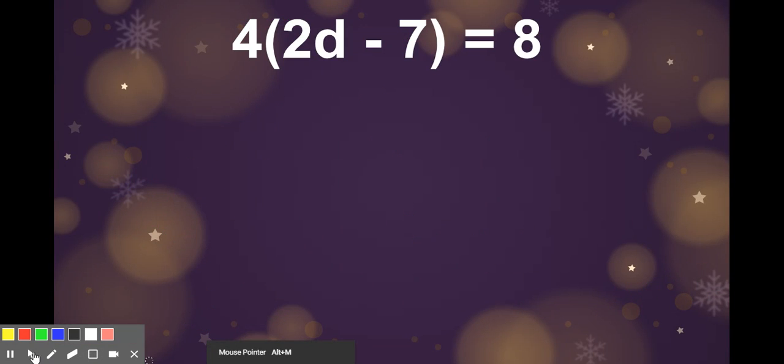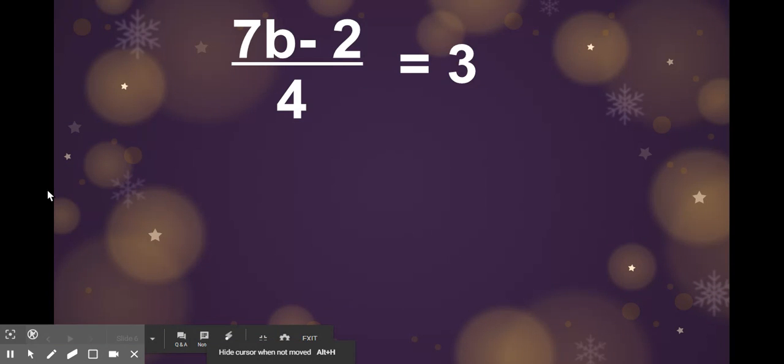All right, I've got one more for you. So we have 7b minus 2 divided by 4 is equal to 3. Okay, so when it comes to division ones like this, I've got to look and make sure that both my numerator and my denominator are simplified. Well, I know I can't subtract 2 from 7b, so there's nothing I can do there. With the 4, there's nothing I can do. So it's simplified. My right side, 3, it's simplified. There's nothing I can do there.